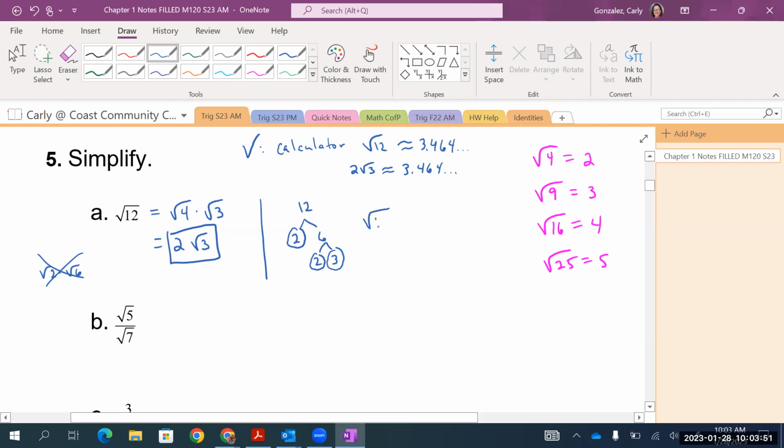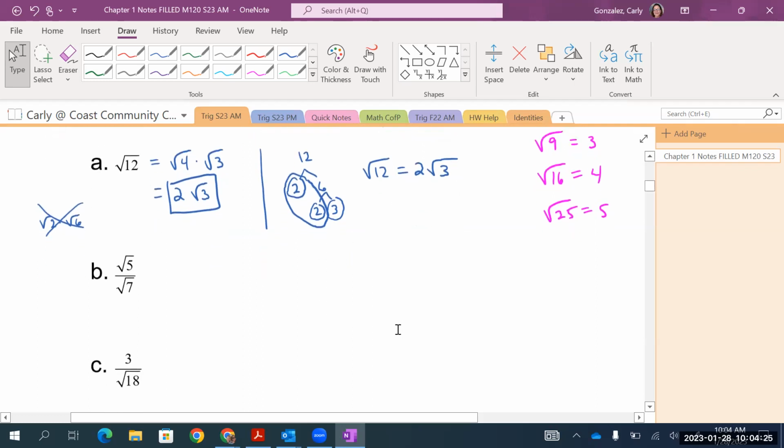And now if I want to figure out how to rewrite the square root of 12, any pairs come out once out of the square root, and any individual numbers stay inside the square root. So this is just rewriting your radical in terms of a perfect square times any other number, versus this is using factor trees.